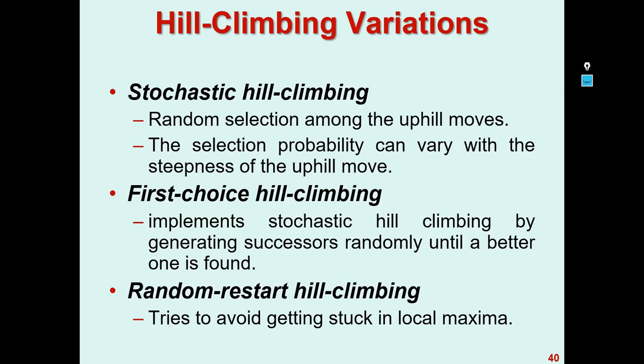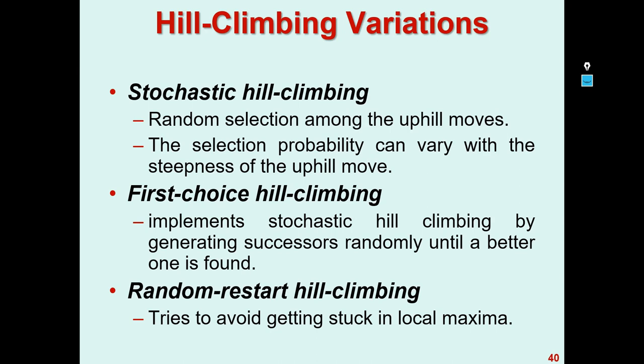Now we will look into variations of the hill climbing search. Many variants of the hill climbing search have been invented. The first one is stochastic hill climbing search. In the stochastic hill climbing search, it chooses at random from among the uphill moves. So the probability of selection can vary with the steepness of the uphill move. This usually converges more slowly than the steepest ascent, but in some state space landscapes it finds a better solution.